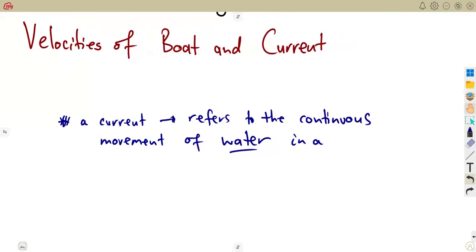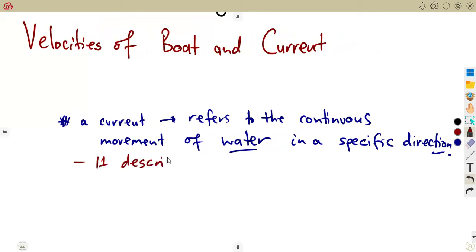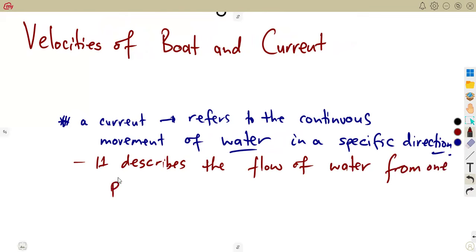Let me just finish here, guys, so that we can talk more about this current that we have there. It must be in a specific direction. It describes the flow of water from one place to another. That is the case there. If you consider this, it is important: the flow of water from one place to another.